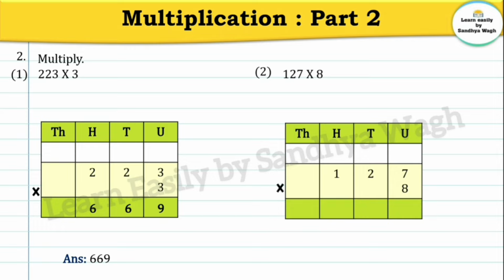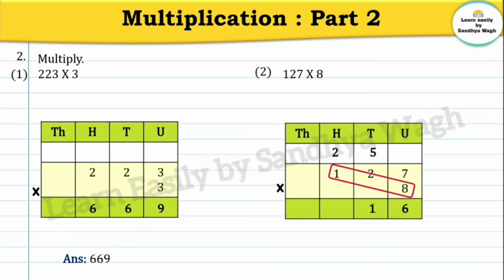127 multiplied by 8. Here, let's multiply unit place. So 8 sevens are 56. So can we write 56 in the units place? No. So we will write 5 in the tens place as a carry over and 6 in the units place. Now 8 twos are 16. 16 plus 5, 21. So we will write 1 in the tens place and 2 will go in the hundreds place as a carry over.